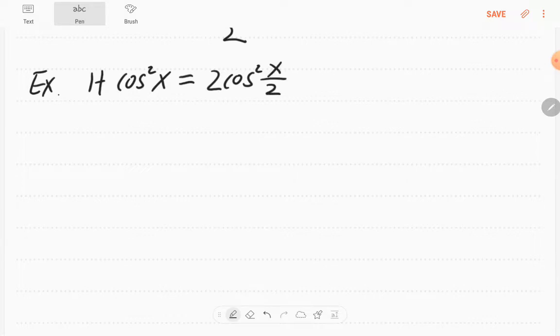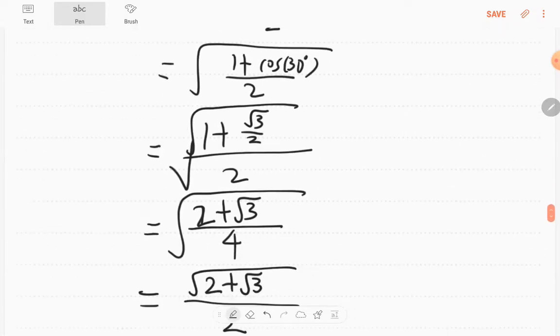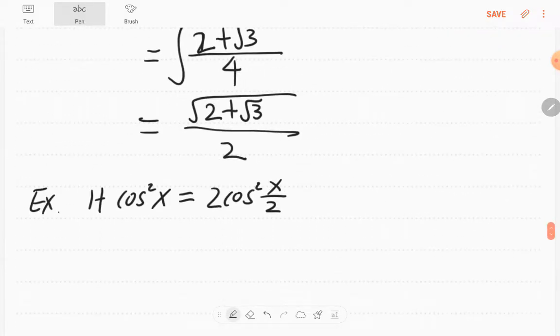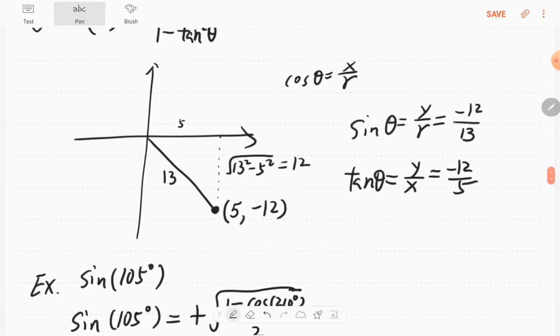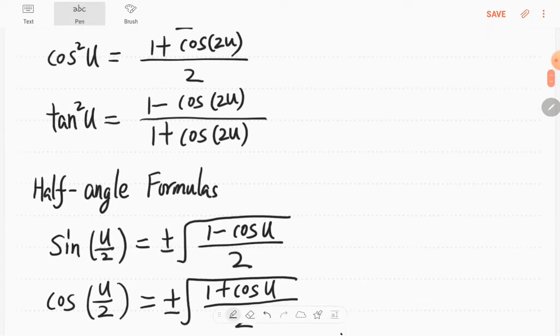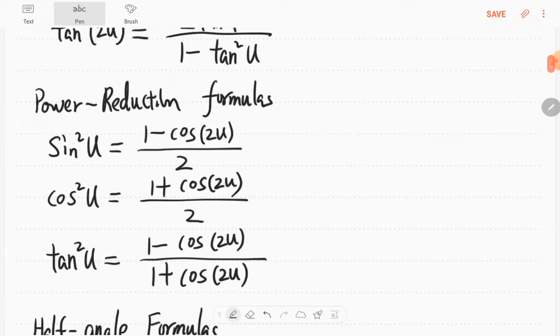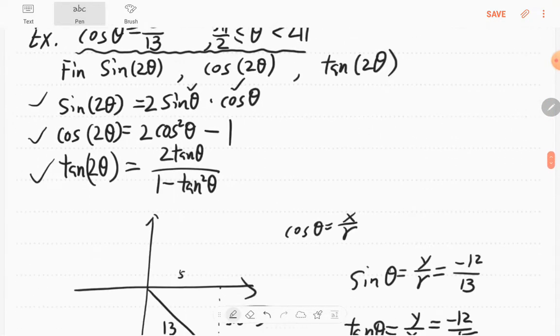Okay, so now you will see that you cannot solve this one directly because here is x, here is 1/2 x, right? You cannot take 1/2 outside. But we have the formula to change 1/2 of x becomes 1, which is the power reduction formula, right? Power reduction formula is here. So here u is x over 2, so 2u becomes x.